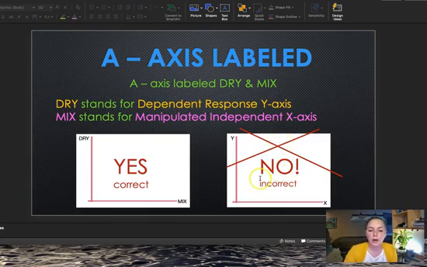I do not want you to have your graphs with just a y and just an x. That does not cut it for me, because I know you've known since middle school that this is the y-axis and this is the x-axis. However, I want to see that you know that the dependent goes on the y and the independent goes on the x. I want to know that you know the variables going on those axes.